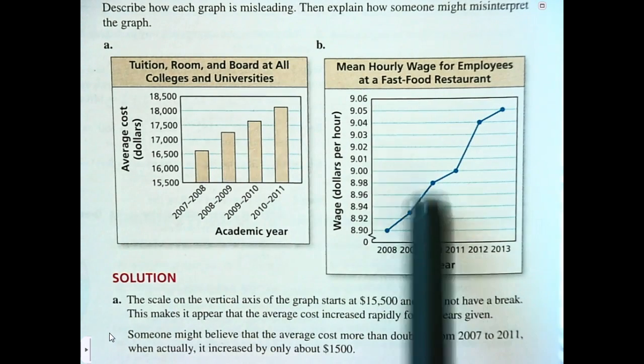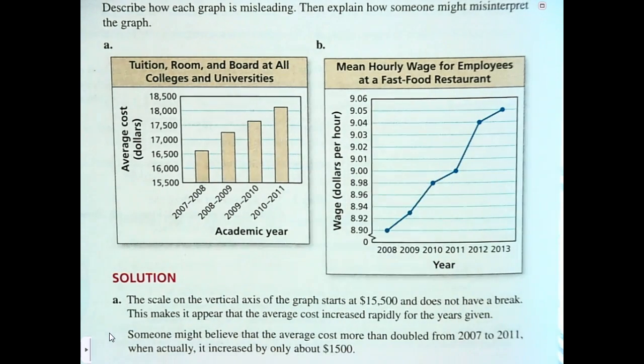Notice this one right here. Go ahead and look at it. Tell your neighbor what's wrong with that graph. It goes from 0 to 8.9, and then it goes to 8.92. This goes by 2 seconds, but it goes from 0 to 8. So it looks like it's going up, but it's not like that.